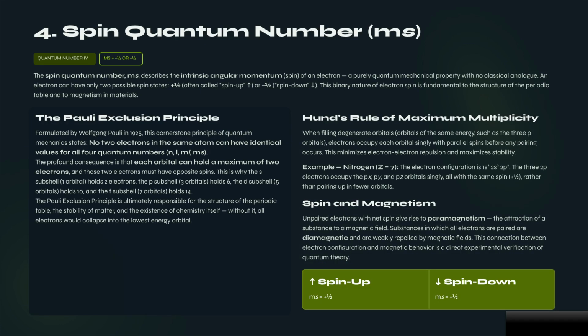The spin quantum number ms describes the electron's intrinsic spin, which is a purely quantum mechanical property. An electron can only have two spin states, +1/2, spin up, or -1/2, spin down. This is critical for the Pauli exclusion principle and Hund's rule of maximum multiplicity.